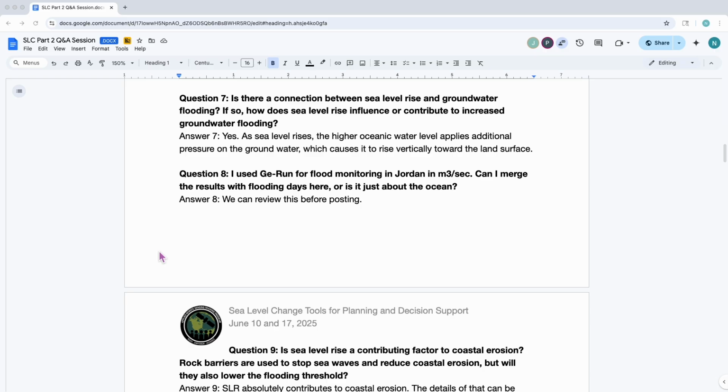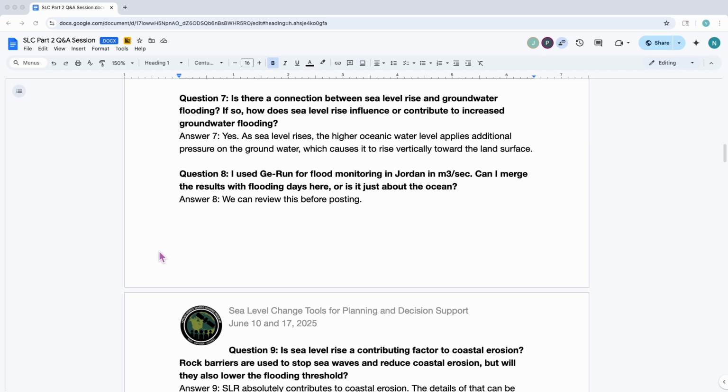So as sea level rises, I wish I had a diagram or something I could point to here, but as the water level rises, that increases the water pressure beneath the surface. That pressure then pushes on the groundwater and actually causes the groundwater to rise vertically towards the surface as well. So on a long time scale, if you're thinking months to years, then as the sea level rises, it's going to push up the groundwater a similar amount.